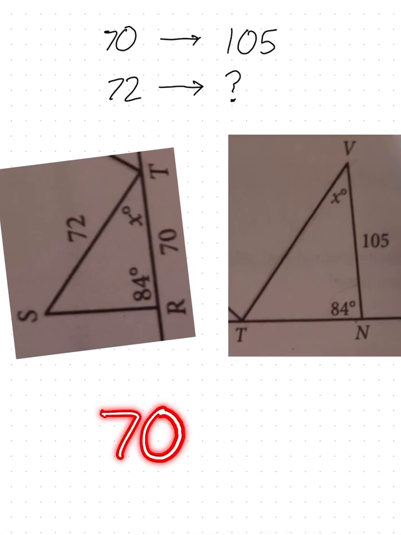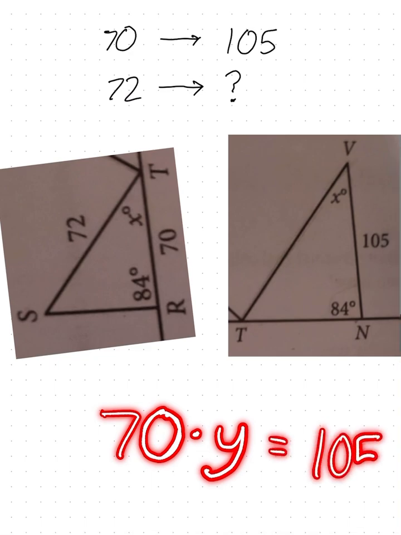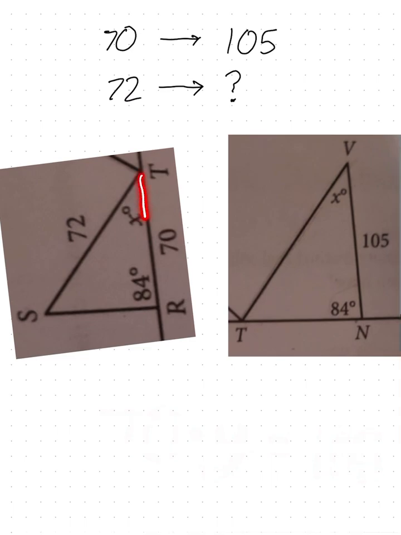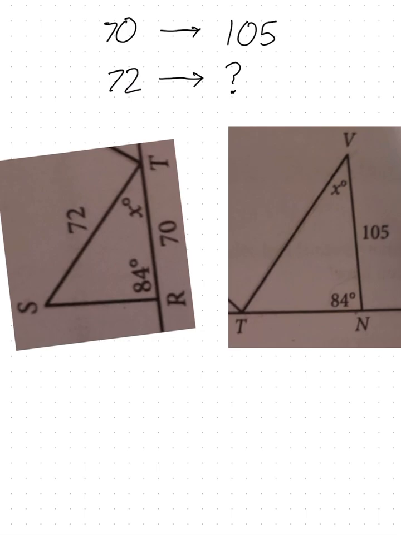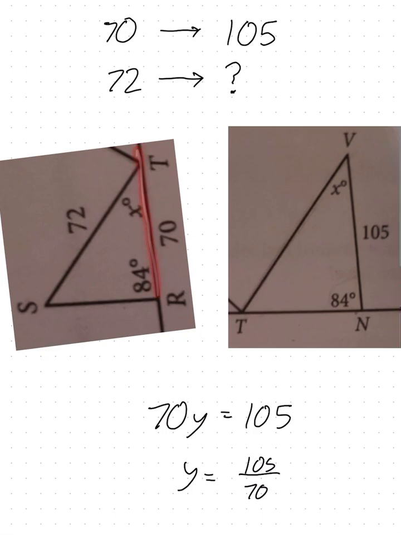So basically 70 times the scaling factor, some number we'll call y, is equal to 105 because it was scaled up by some number. This side is some amount bigger than it was before, and this side length was scaled up to that same proportion. So 70 times y equals 105. That means y is equal to 105 over 70. And that's the proportion that these triangles are scaled up by.